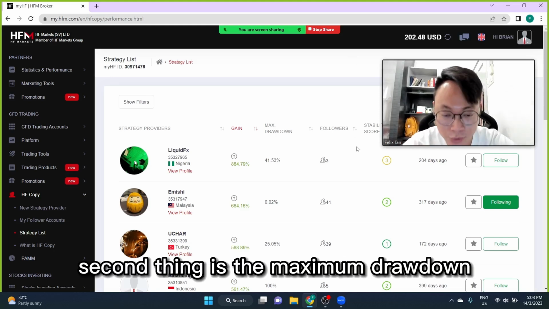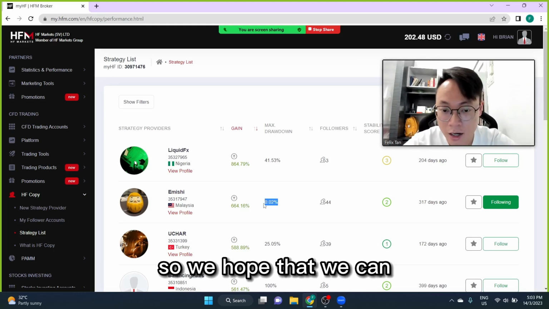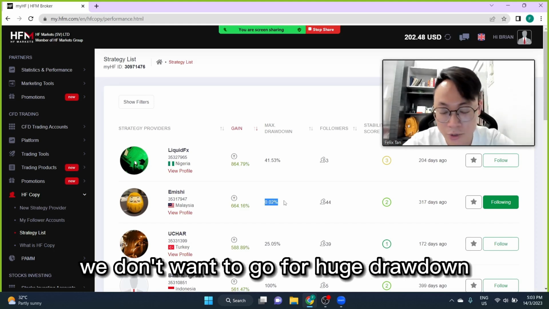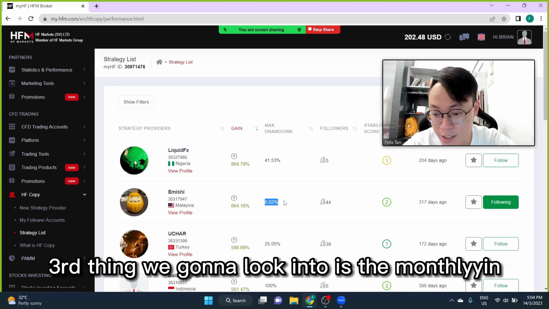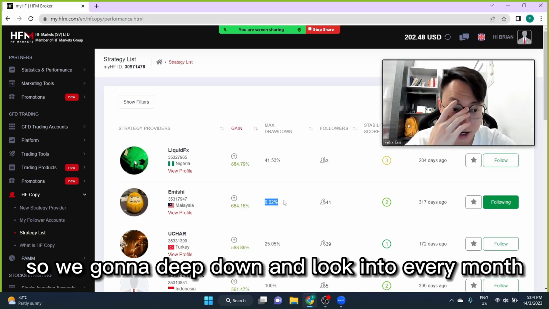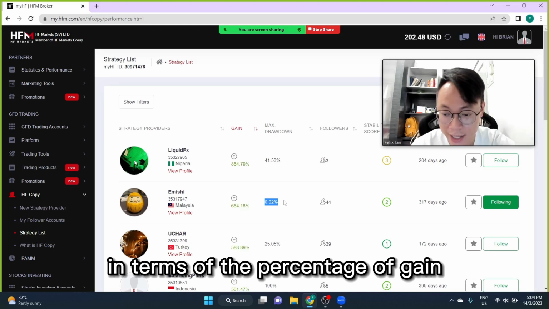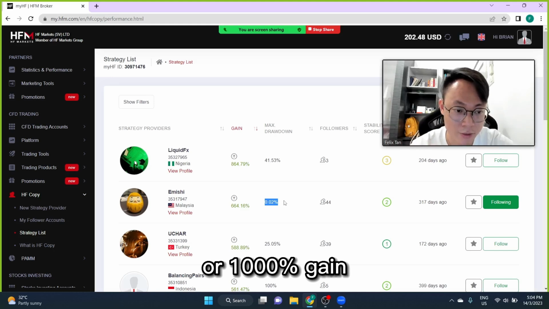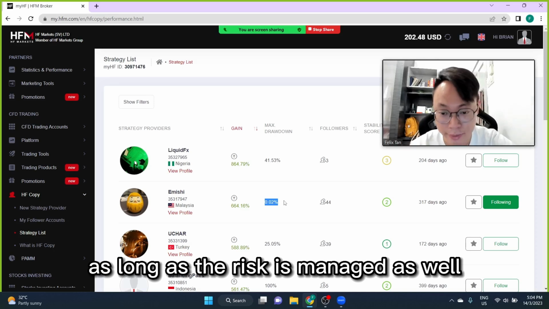Second thing is the maximum drawdown, right? So how is the maximum drawdown? We hope that the traders can control it between 10% to 20%. We don't want to go for huge drawdown because we don't want to lose all of our money. Third thing we're going to look into is the monthly gain. We're going to dig down and look into what the traders are earning every month in terms of percentage of gain. We are not going to be looking for 100% gain or 1000% gain. We are just looking for realistic gain from the traders, as long as the risk is managed as well.